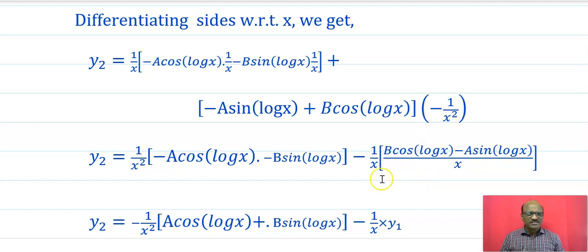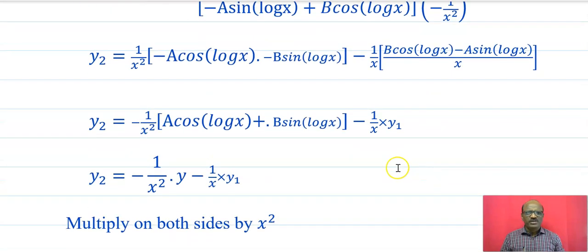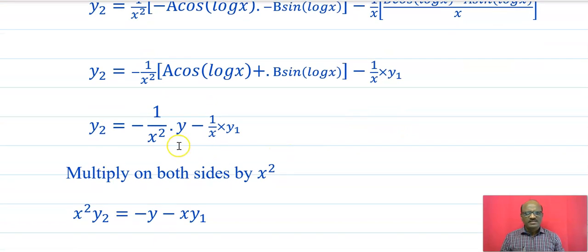Here is a minus sign, and we have interchanged the positions of these two terms, which gives b cos log x minus a sin log x upon x. Now y2 is equal to, and here again we can take the minus sign common, that is minus 1 upon x square in brackets a cos log x plus b sin log x, minus 1 upon x into y1. So y2 is equal to minus 1 upon x square into y minus 1 upon x into y1.